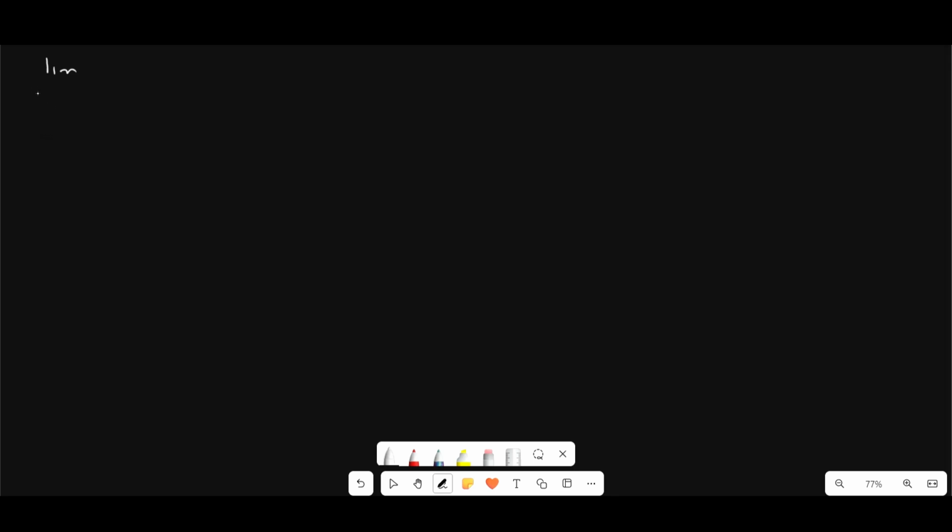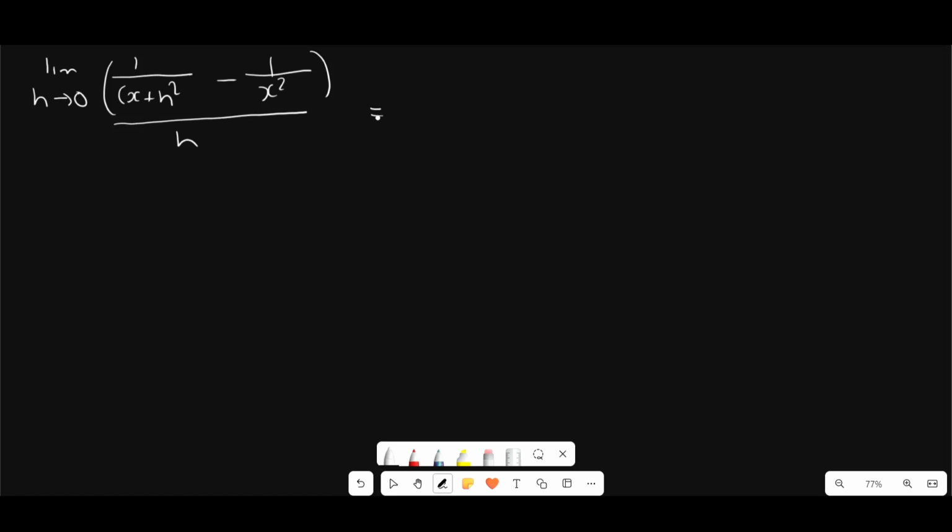Let's try a bit harder. Let's say the limit as h approaches 0 of the function 1 over (x plus h) squared minus 1 over x squared, all divided by h. Let's try this one. Pause the video and try this on your own.